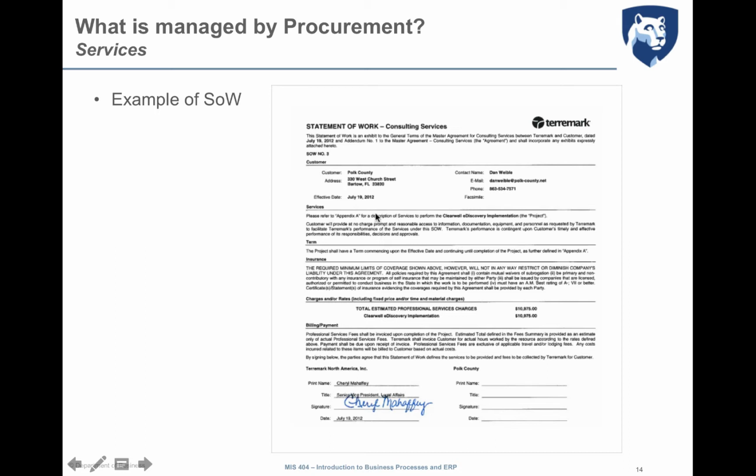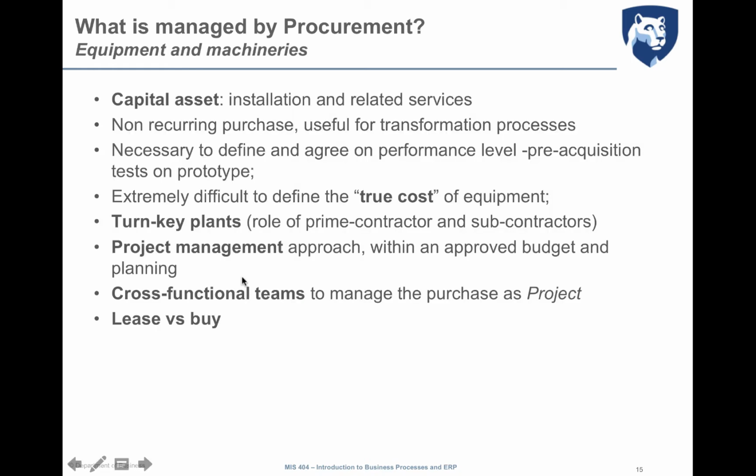a service is needed, you can fill in a document like this, where you first describe the service you need, the terms of the service, and some options related to the insurance, related to the charges, so the price, or the billing and the payment characteristics of this service. Finally, we have capital expenditure, so equipment and machinery.